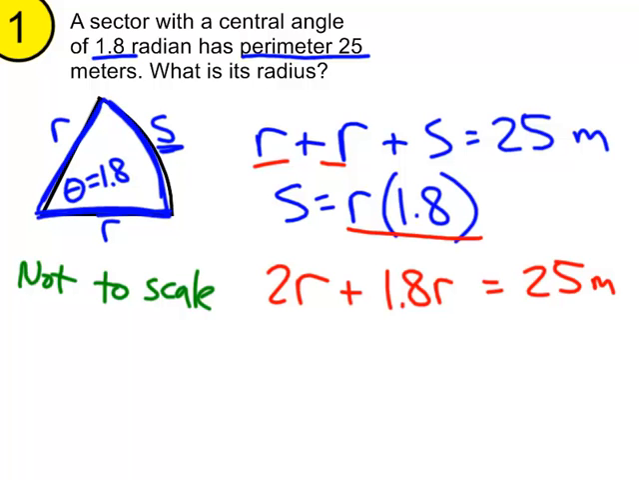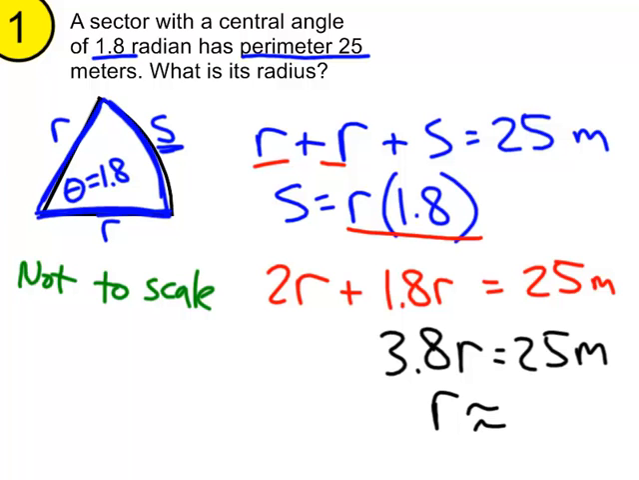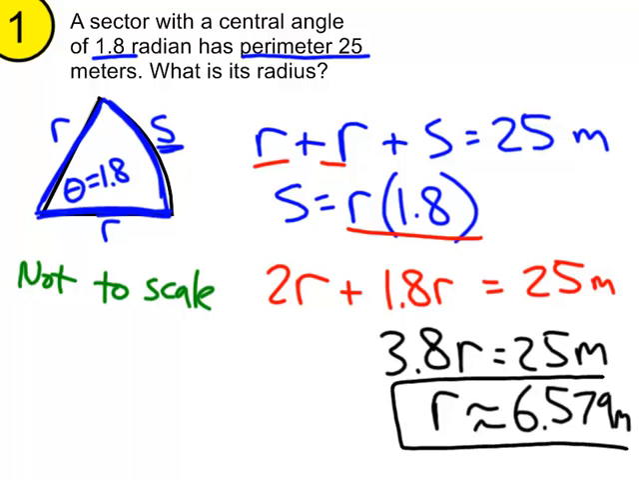Add them all up. I think it's pretty clear from here. 3.8 r equals 25 meters. Using a little bit of mental math, I can approximate that and say that's about 4r equals 25. I'd say r is probably going to be somewhere around 6, right? But I'll grab the calculator and compute that r is about equal to 6.579 meters, rounded to 3 decimal places.